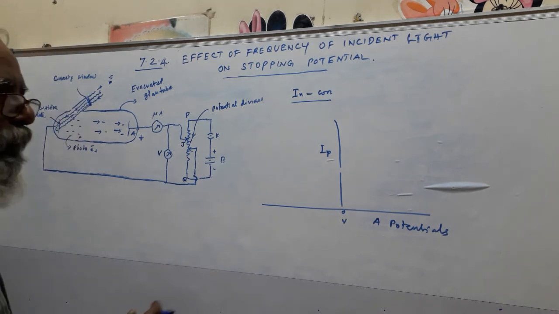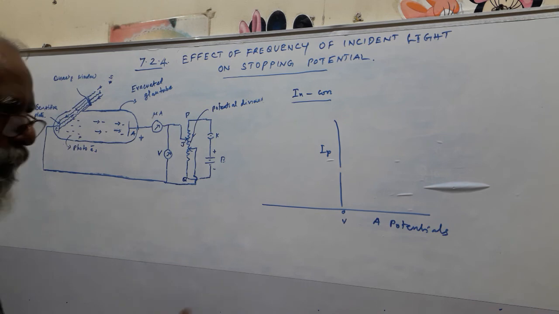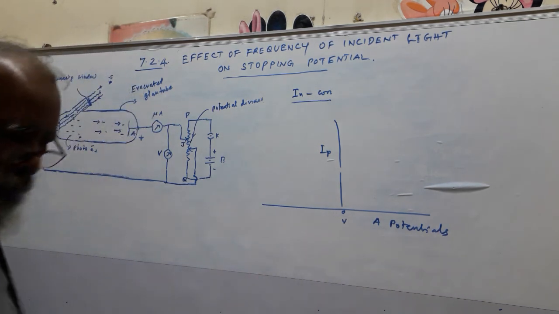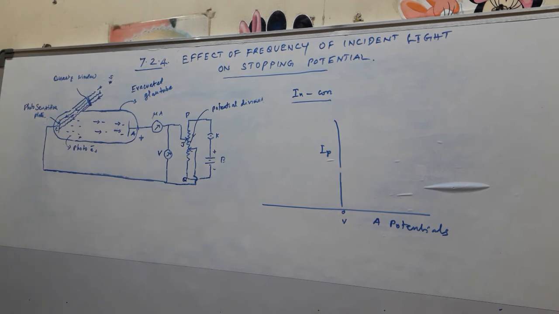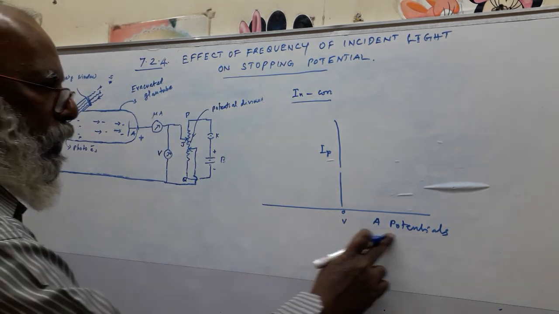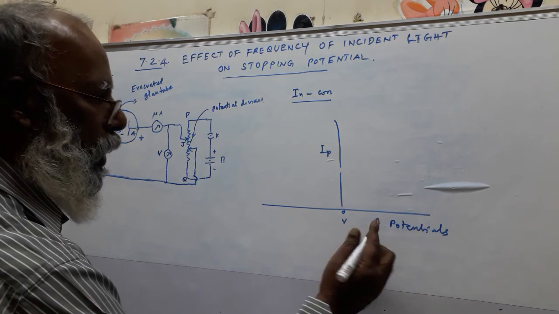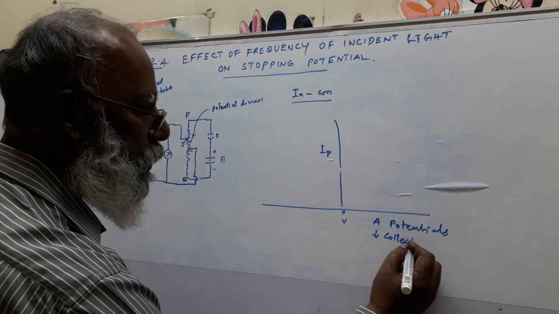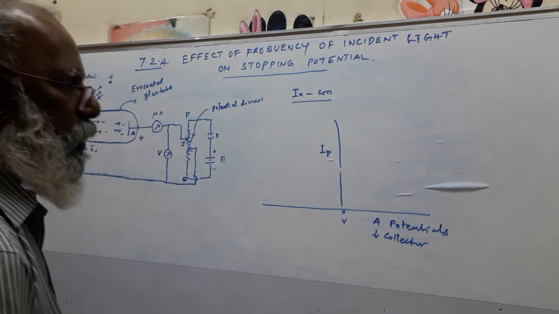Now here we have to change the frequency. That's why we have to consider in the x-axis the potential, here the stopping potential. That's why we call it anode. Anode is nothing but collector potential.